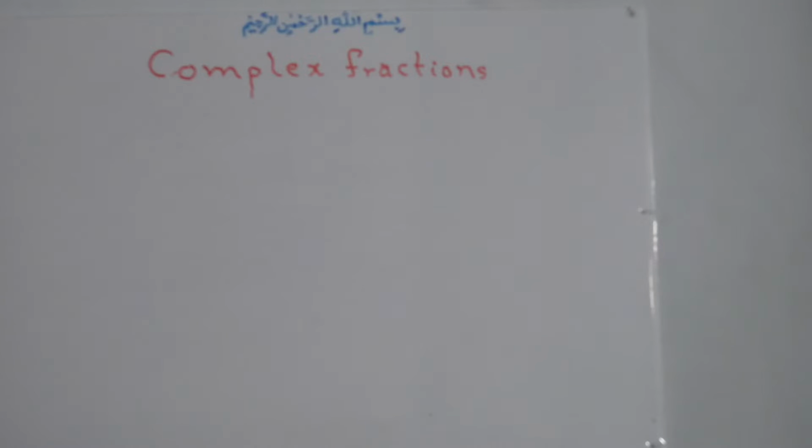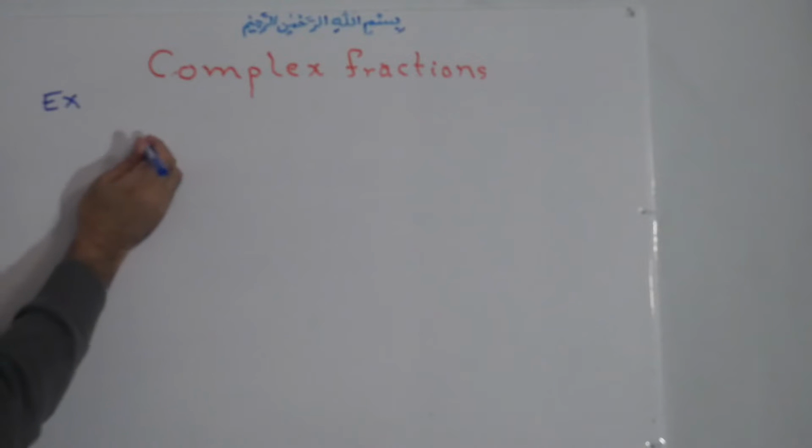Complex fractions are those kinds of fractions whose numerator and denominator have some addition, subtraction, multiplication and division of fractions, with two or three fractions in the numerator and two, three or four fractions in the denominator. I'll show you an example and solve it for you. Example.